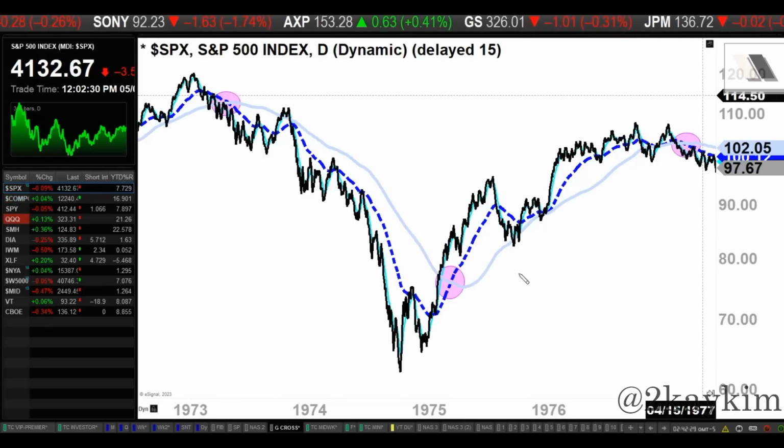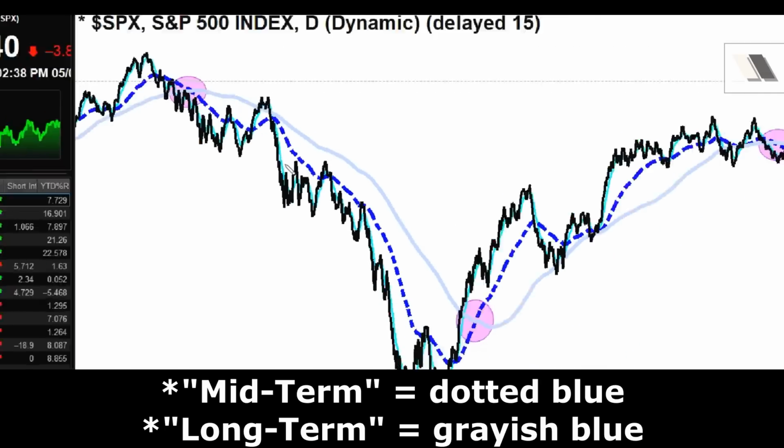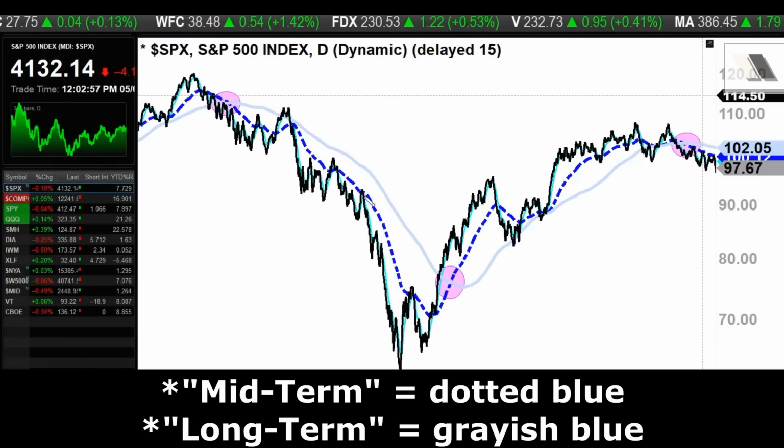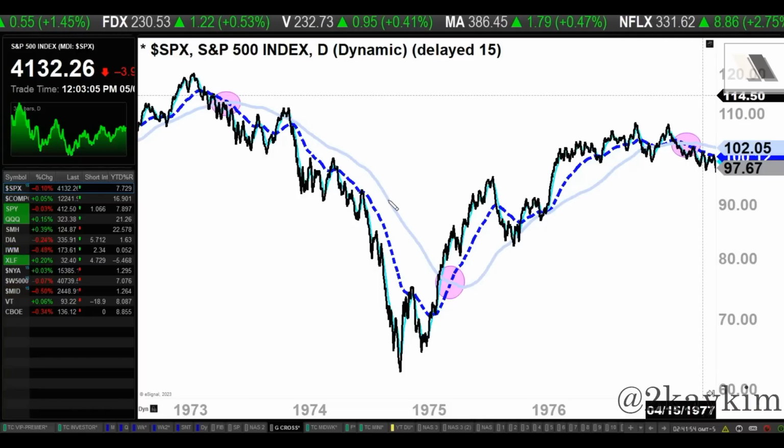What you see is the price action in a line chart, and my midterm moving average and my long-term moving average. My midterm moving average is annotated with the thick, vivid blue, but it's dotted, right? And the light blue, almost grayish, is the long term. So we've got the midterm and the long-term moving average, and I'm going to use these two moving averages all throughout this presentation.